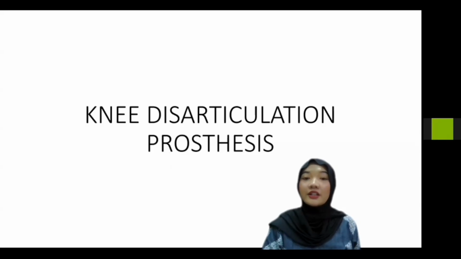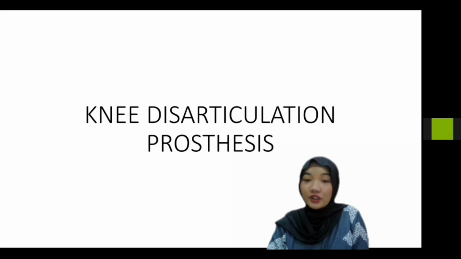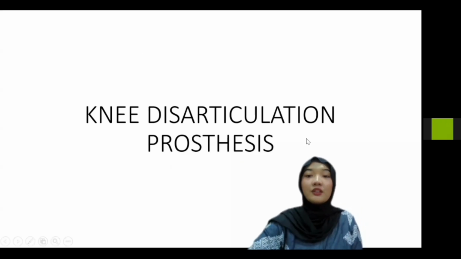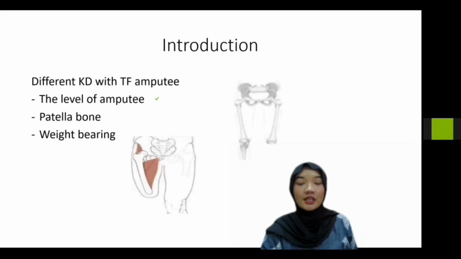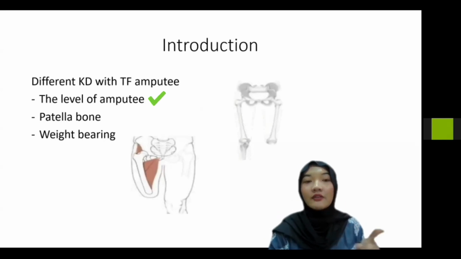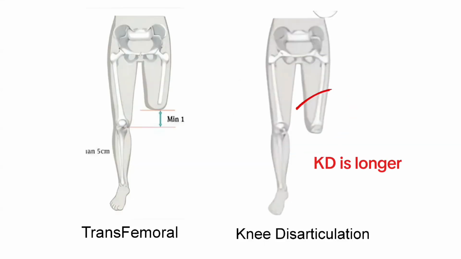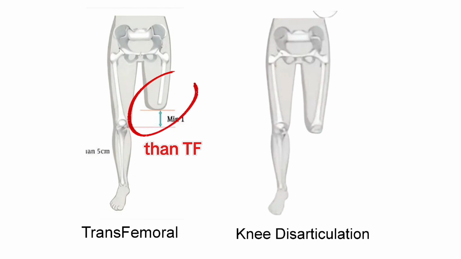Guys, for the next we're going to talk about knee disarticulation prosthesis. Do you know the difference between the KD amputation and the TF amputation? First, there is the level of amputation, which for the KD is longer than the TF.